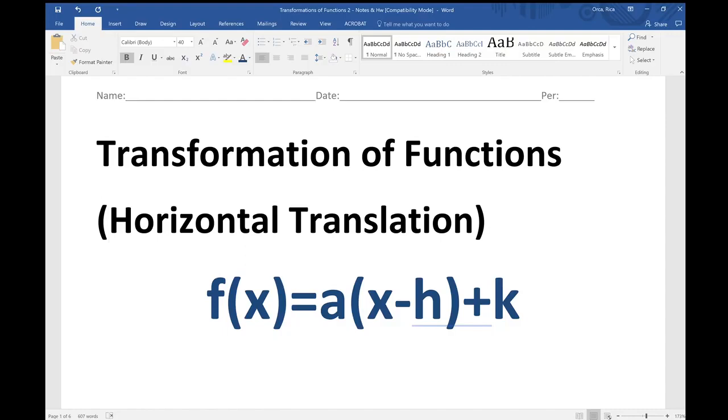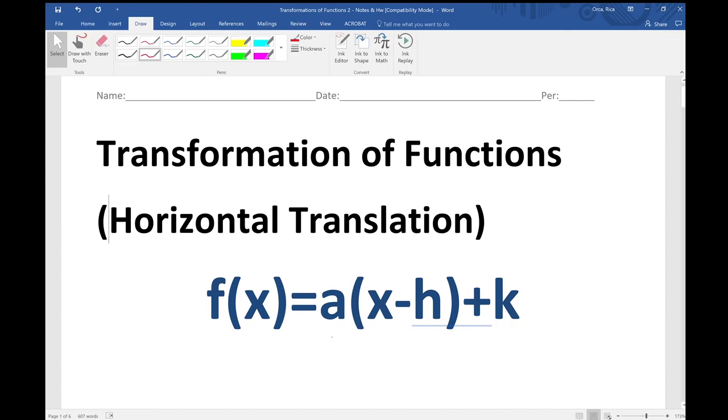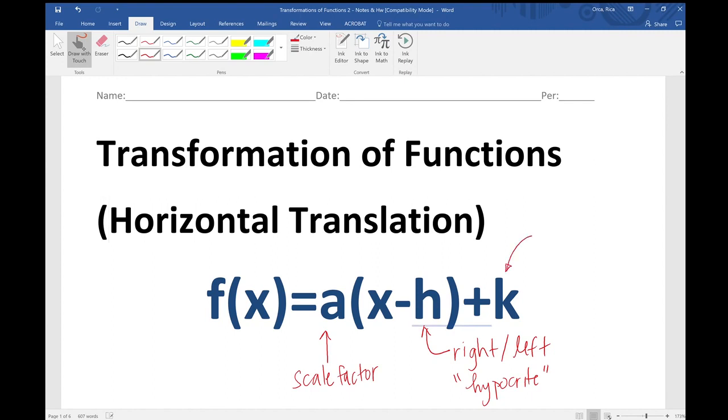Let's review f(x) = a(x - h) + k. Remember, a is your scale factor. h will move the graph either right or left, and remember to think of a hypocrite, because h will do the opposite of what you see. k will move the graph either up or down, and you're going to keep the value of k.